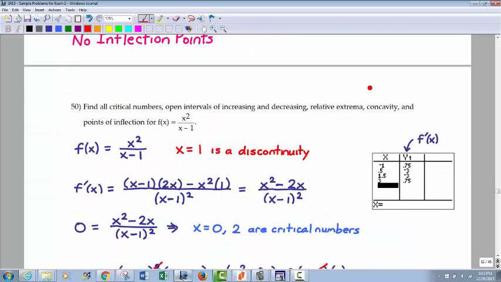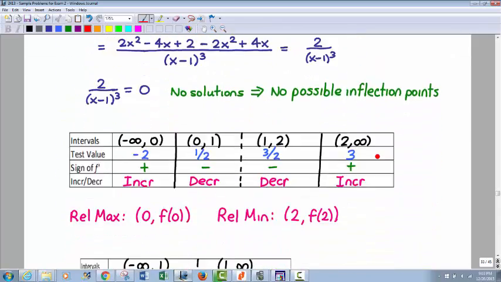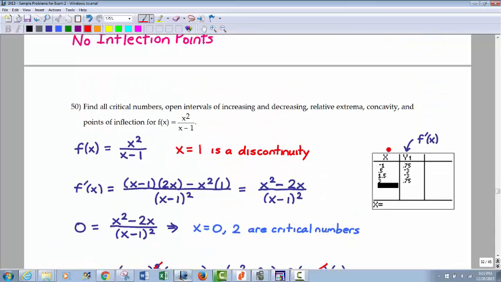Now we're trying to find the same kind of stuff here. So we got a little quotient rule here. Hopefully it doesn't get too ugly. Okay, right off the bat, x minus 1 on the denominator, 1 is a discontinuity. So that means 1 goes on all sign charts, first and second derivative. It has to be included. It will not be a relative min or max. It's not a critical number. It's not a point of inflection.